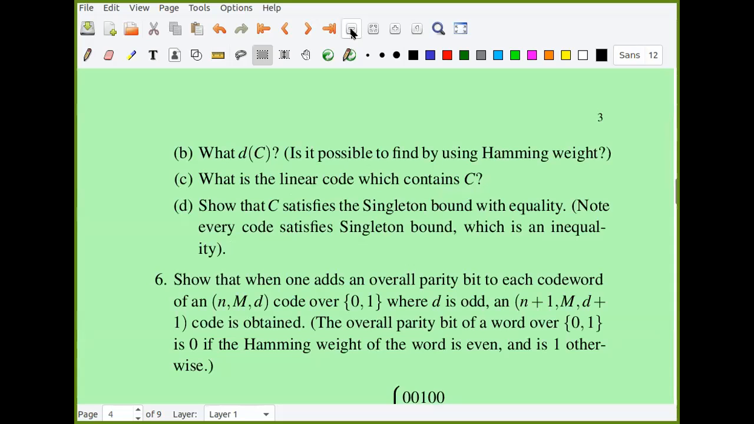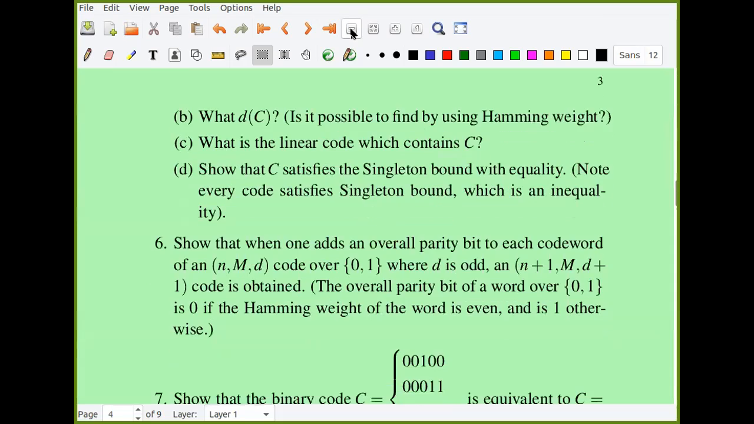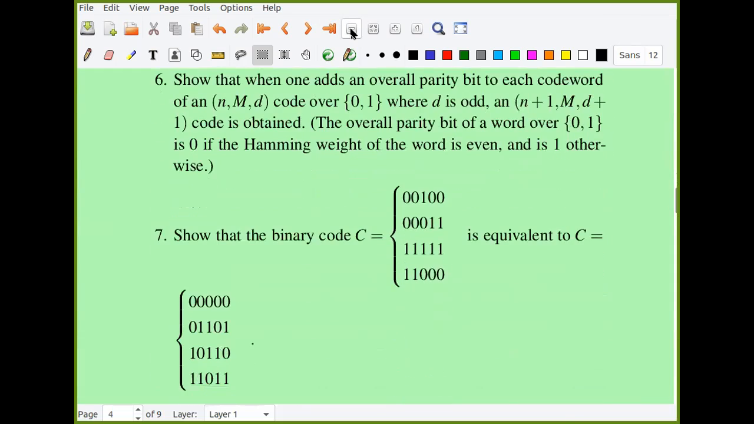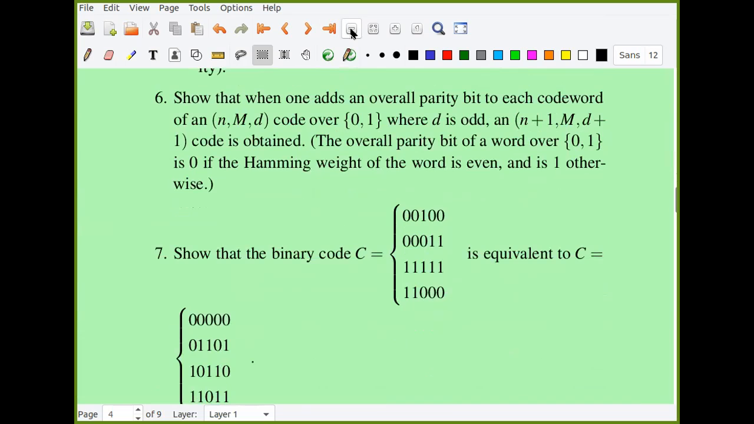So that C. Okay. Singleton bound. Okay. Fine. We'll go to the next question. So it's question number 6. I'll involve every one of you now. Okay, so concentrate.